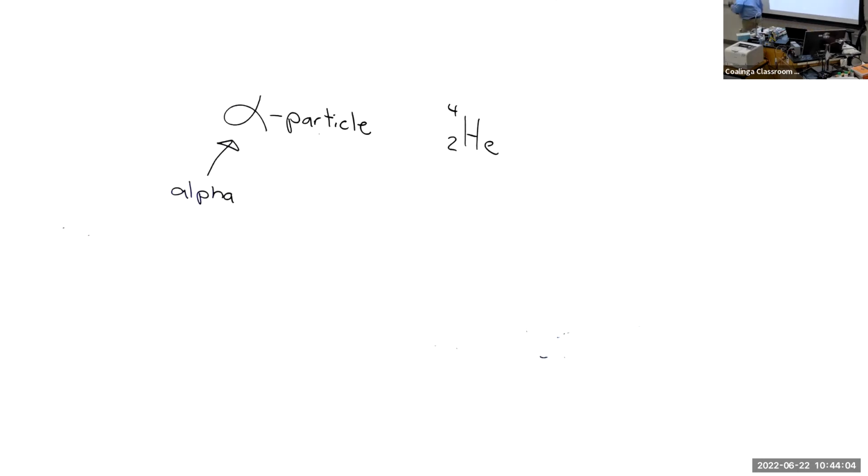Then we have beta particles. Beta particles are just going to be an electron. We know that electrons are positively charged or negatively charged? Negatively charged. Okay. So this guy is going to be negatively charged.